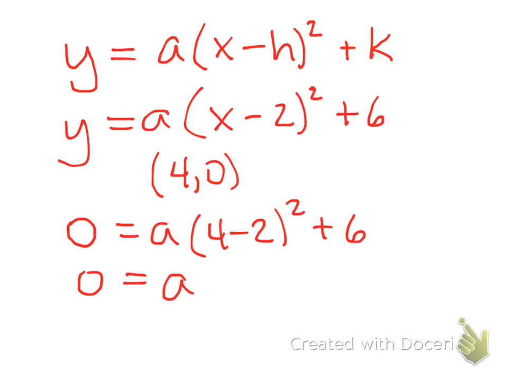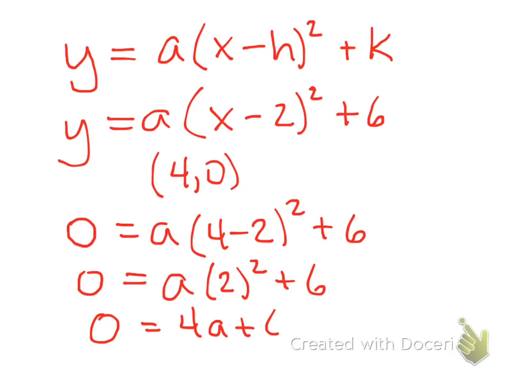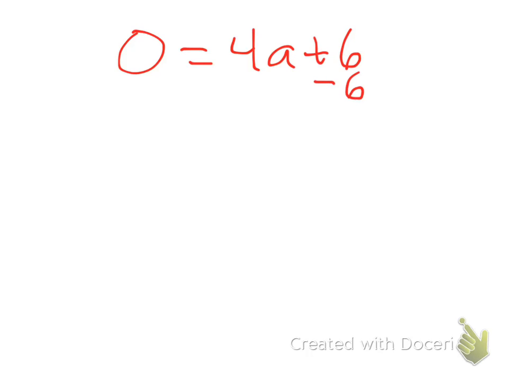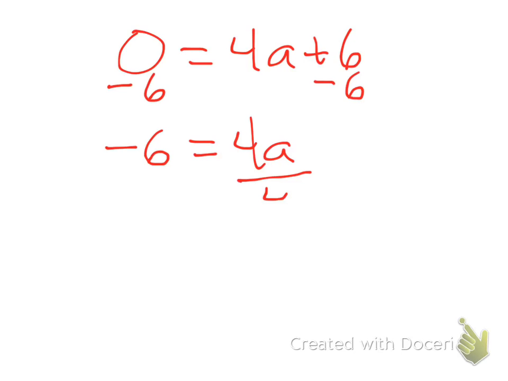So 0 is equal to A times 2 squared plus 6, or of course 0 is equal to 4A plus 6. And so continuing to solve, let me just recopy that down. We need to move the 6 over, so we'll subtract 6 from both sides to get negative 6 is equal to 4 times A. To undo that multiplication, we will divide by 4. These, of course, cancel. And that leaves A is negative 6/4.